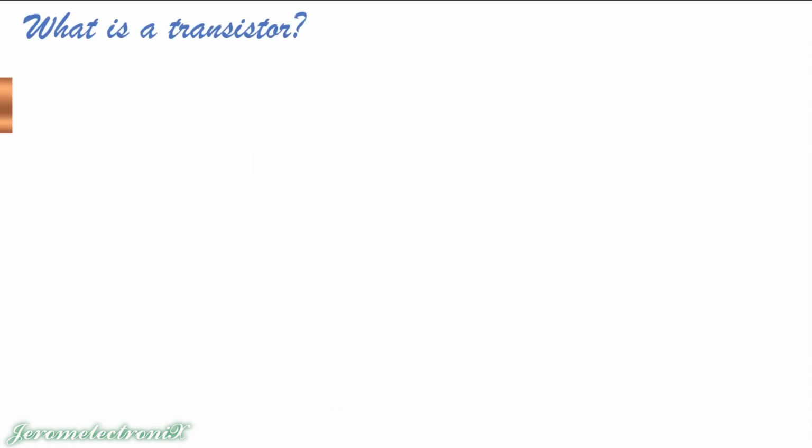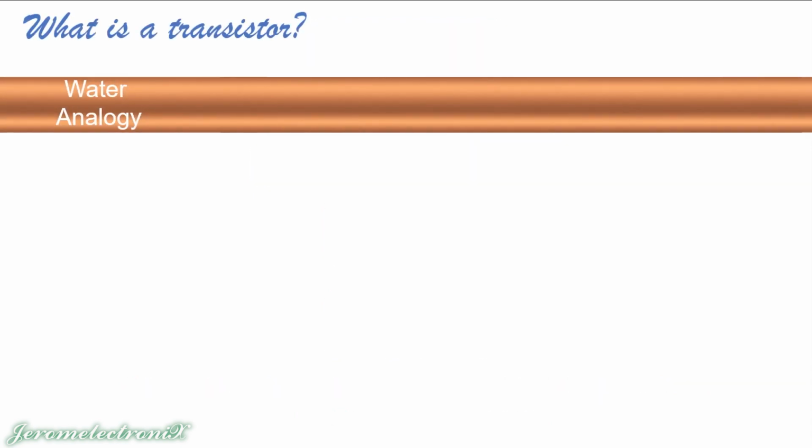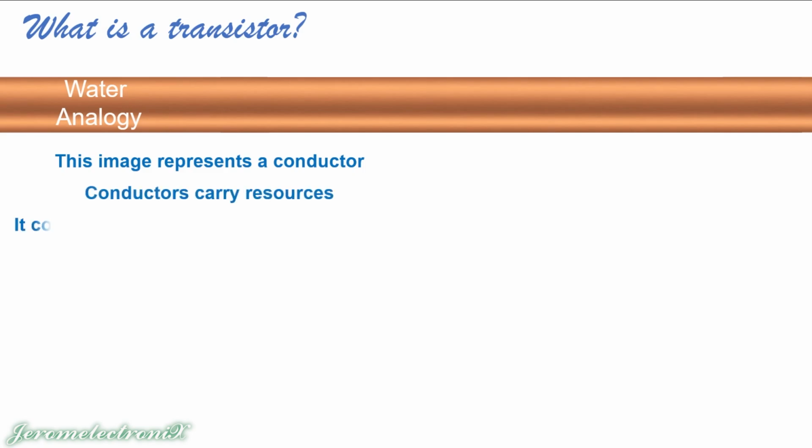So to see how these things work in another way, from another perspective, I'm going to use what's called a water analogy. I've got a copper pipe with some water flowing through it. So this image represents a conductor. Now, a conductor is a broad word. A conductor, they carry resources.